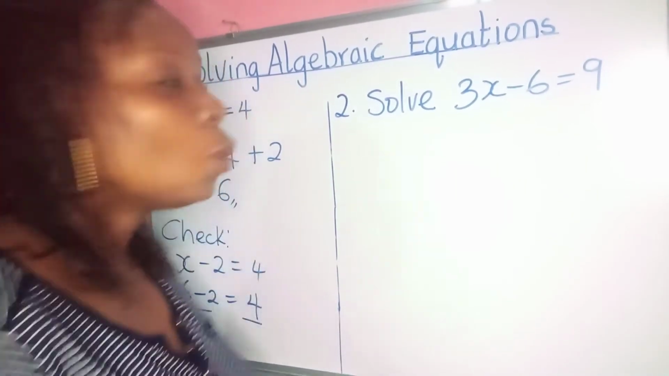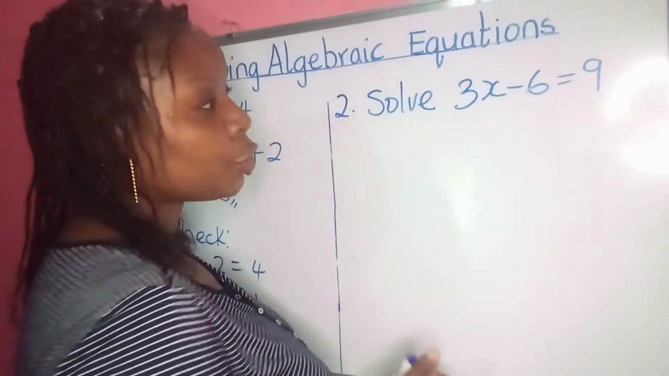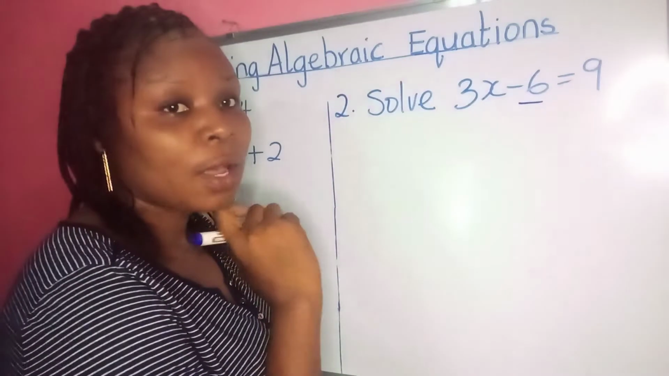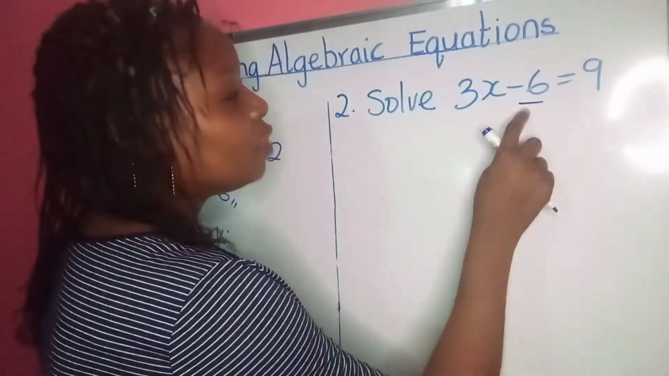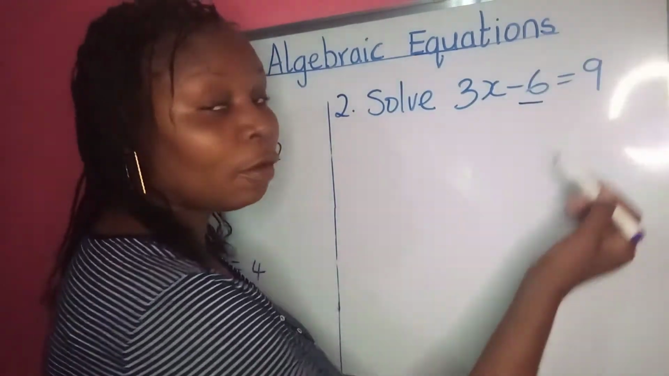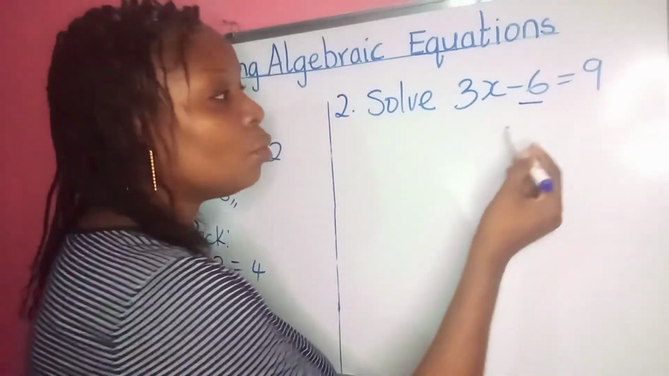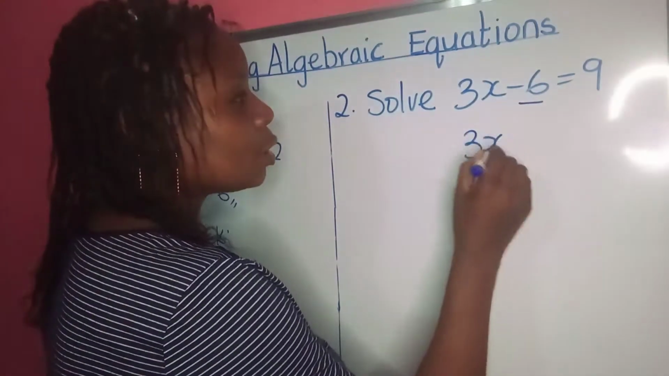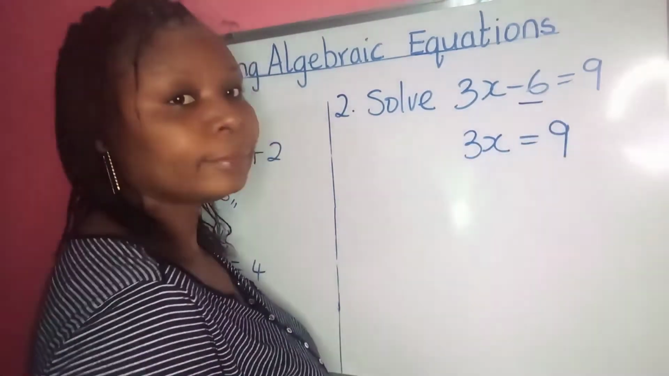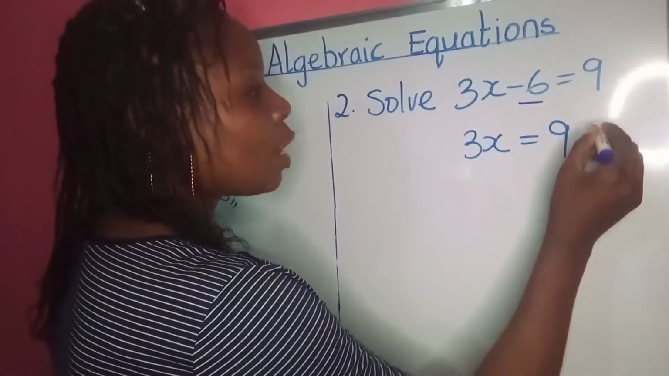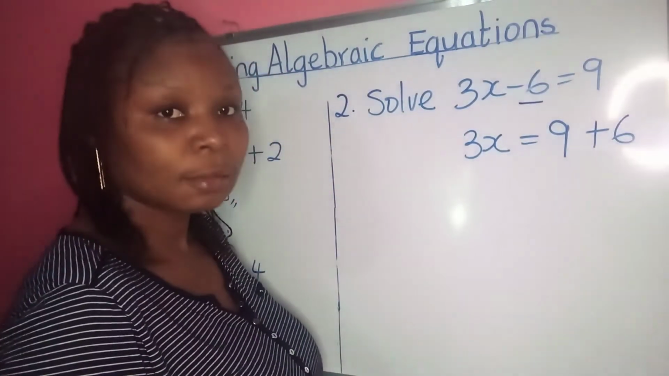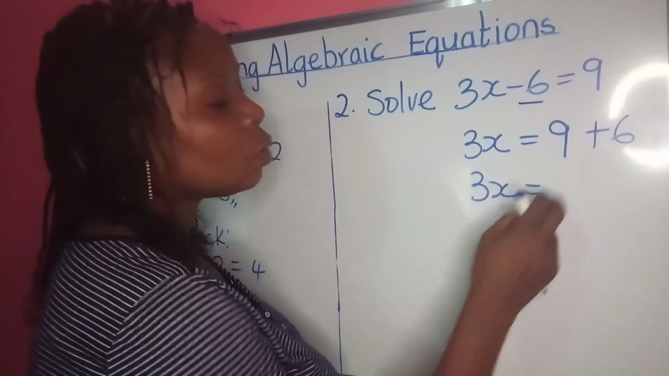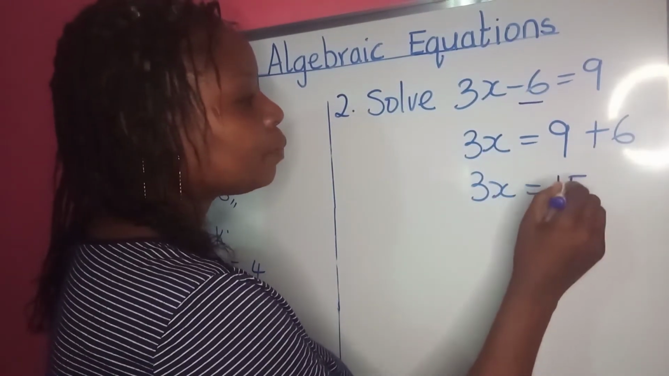Okay? So let's work towards solving this equation. The first thing we have to do is to remove this negative 6. So if we remove this negative 6, we move it to the other side of the equality sign. And remember, when it moves, it becomes positive, right? So we have 3x equals 9. This negative 6 moves over, it becomes positive 6. Okay, so let's simplify it before we continue. 9 plus 6 is 15.